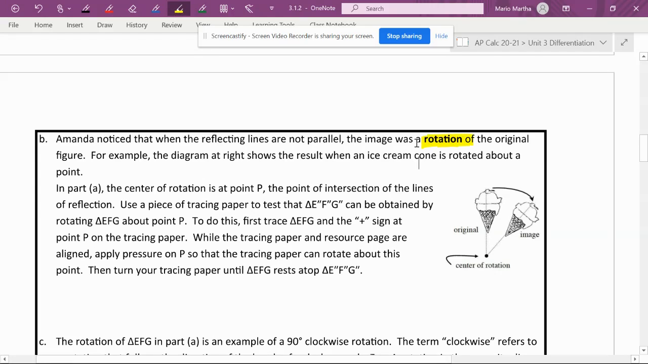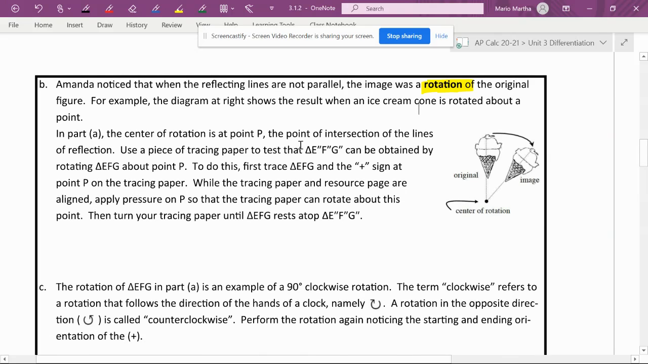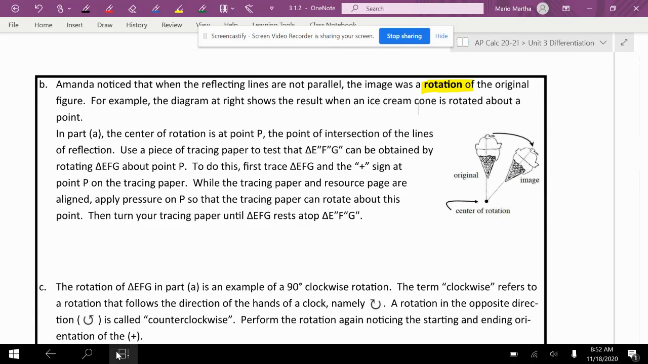So for example, the diagram on the right shows the results when an ice cream cone is rotated about a point. In part A, the center of rotation is at point P, the point of intersection of the lines of reflection. Use a piece of tracing paper. In this case, we can use the app again. So let's go back.